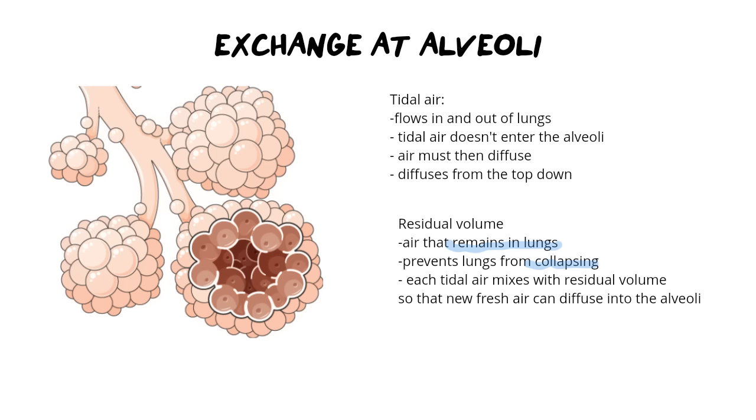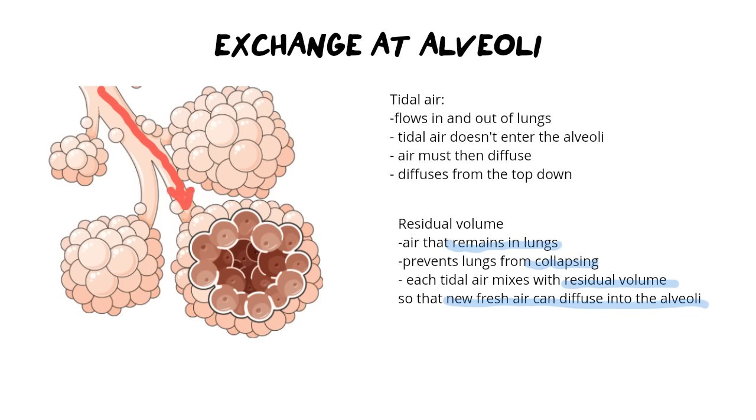Now, every time tidal air comes in, it mixes with this residual volume so that new fresh air can diffuse down into the alveoli. So essentially, we get fresh air coming into the top portion of the lungs, and then the air slowly diffuses down the bronchi to the bronchioles, down this little bronchiole over here to the ends here where we get to the alveoli.